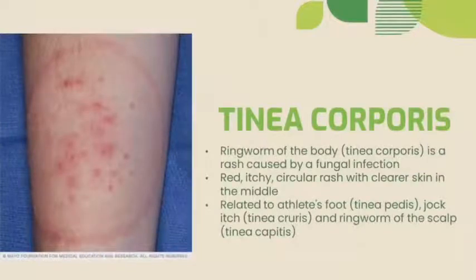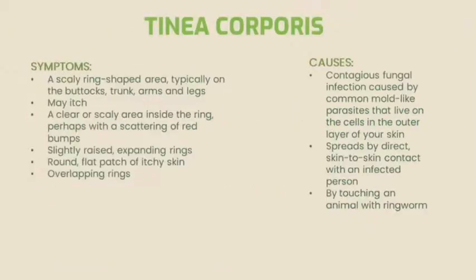Tinea corporis, ringworm of the body, is a rash caused by a fungal infection. It is a red, itchy, circular rash with clearer skin in the middle, related to athlete's foot, jock itch, and ringworm of the scalp. Tinea corporis symptoms: a scaly ring-shaped area, typically on the buttocks, trunk, arms, and legs.